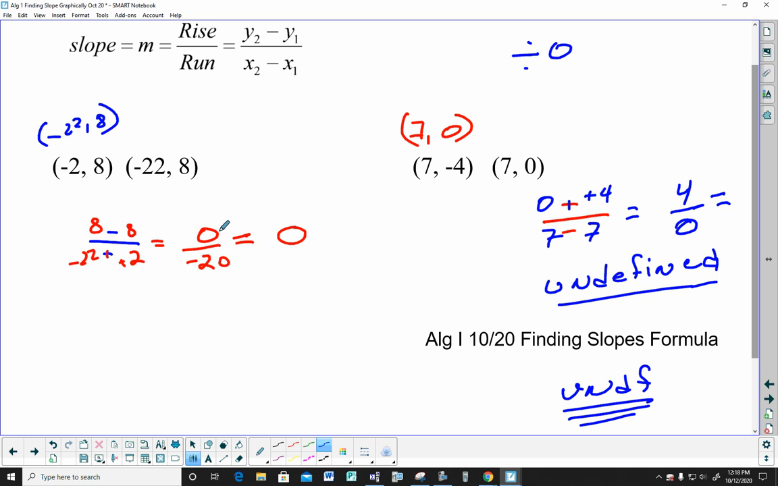If the zero's on top, it's worth 0. If the zero's on the bottom, it's undefined. Okay? And this is what your assignment is.